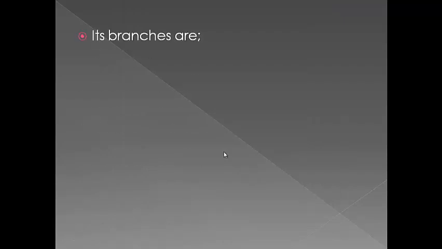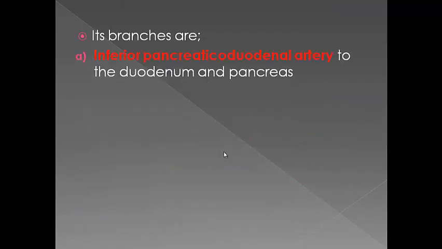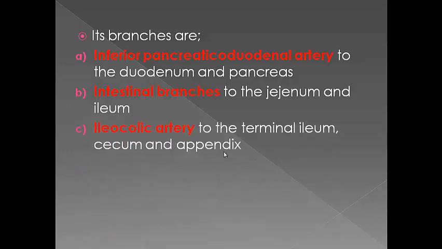So the branches of the superior mesenteric artery are, number one, the inferior pancreaticoduodenal, which we've already seen before, that ends up going to the duodenum and pancreas. The intestinal branches are usually supplying the jejunum and the ileum. You might find them in certain places referred to as the jejunal and ileal branches. That's totally fine. You've got the ileocolic artery, which supplies the terminal ileum, so the last part of the ileum just before it enters the cecum.